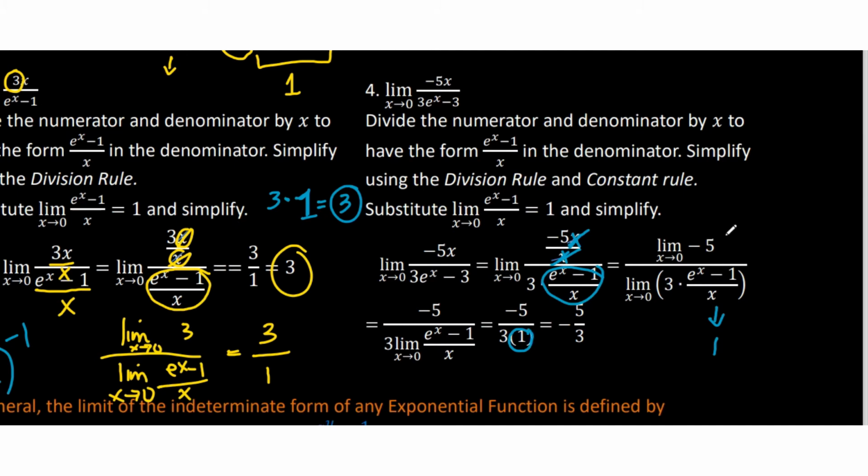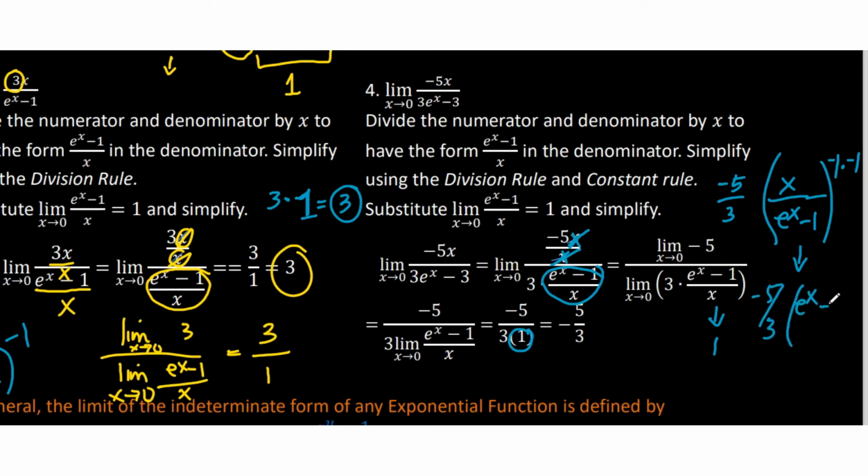Pero pwede din na ang gawin mo is ilabas mo ang negative 5 over 3. Tapos yung nasa loob na x over e raised to x minus 1, erase mo sa negative 1. So that magbabaliktad yan at magiging e raised to x minus 1 over x. And raise it again to negative 1. So, i-share mo tong negative 1 sa loob para magbaliktad na siya. Kasi reciprocal lang naman ang ibig niya sabihin.